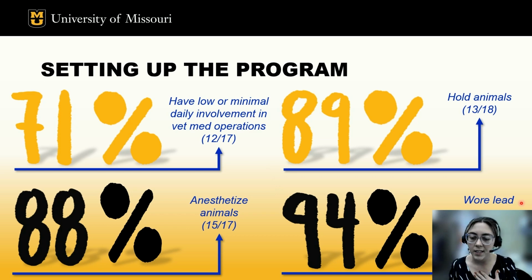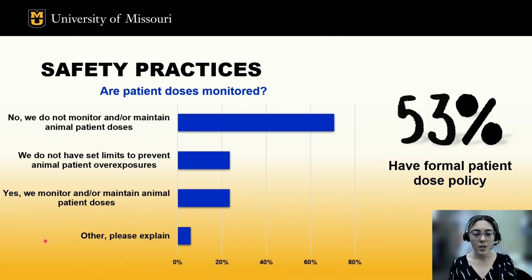And then I know my head is blocking the results here, but 94% of people said that they were wearing lead aprons, followed by 83% of people wearing leaded gloves, and 61% of people wearing lead thyroid shields whenever they were handling the patients and doing these X-ray procedures. So then I asked how people are implementing different safety practices across their institutions.